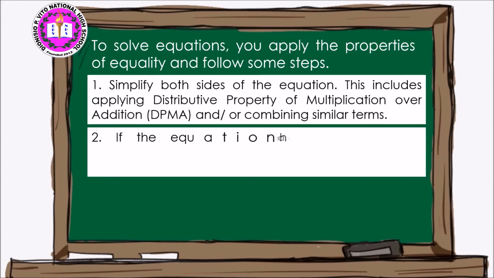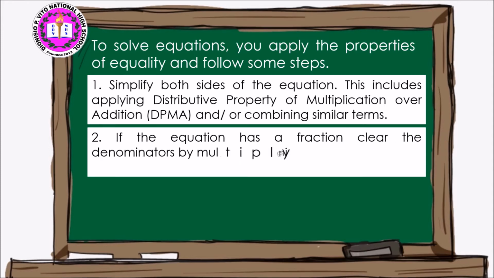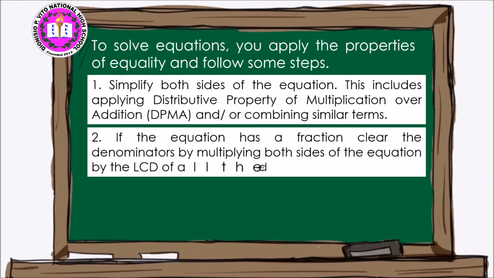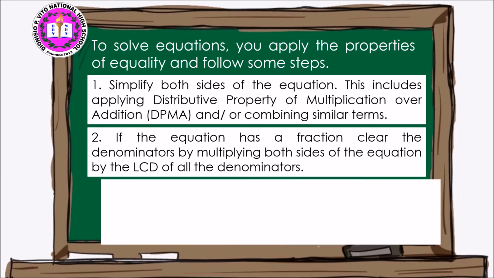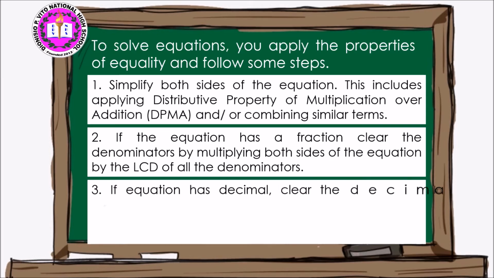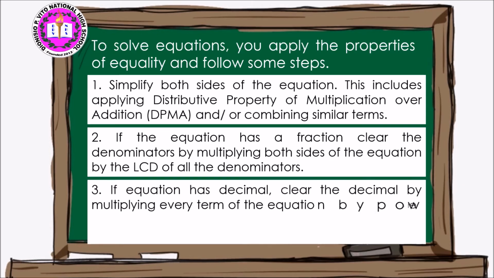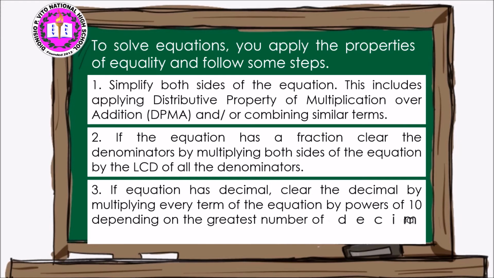The second one, if the equation has a fraction, clear the denominators by multiplying both sides of the equation by the LCD, or least common denominator, of all the denominators. The third one, if the equation has decimals, clear the decimals by multiplying every term of the equation by powers of 10, depending on the greatest number of decimal places a term has.